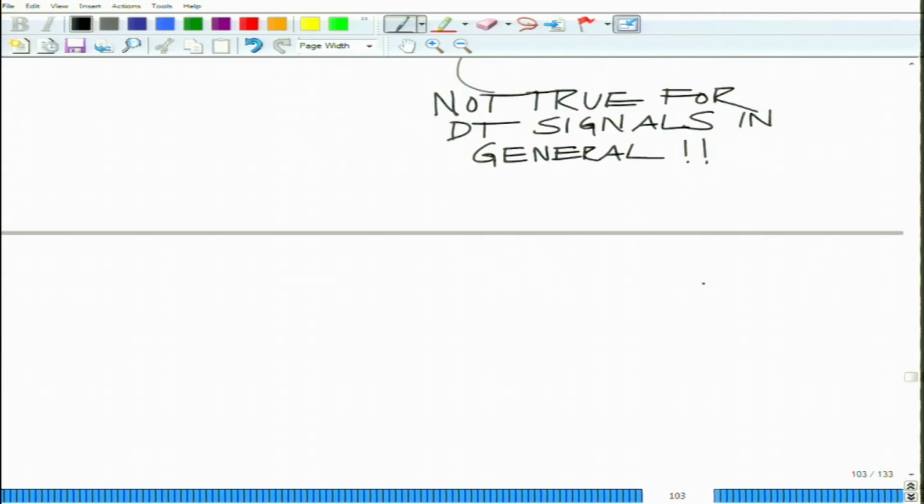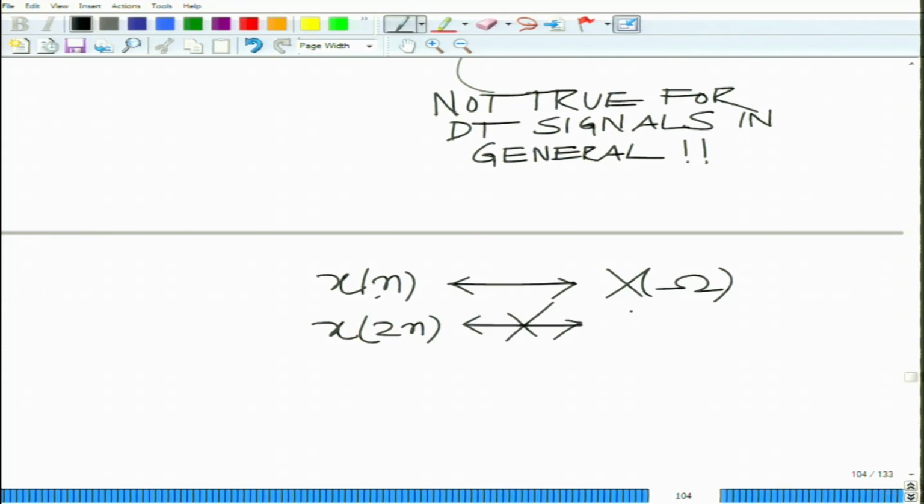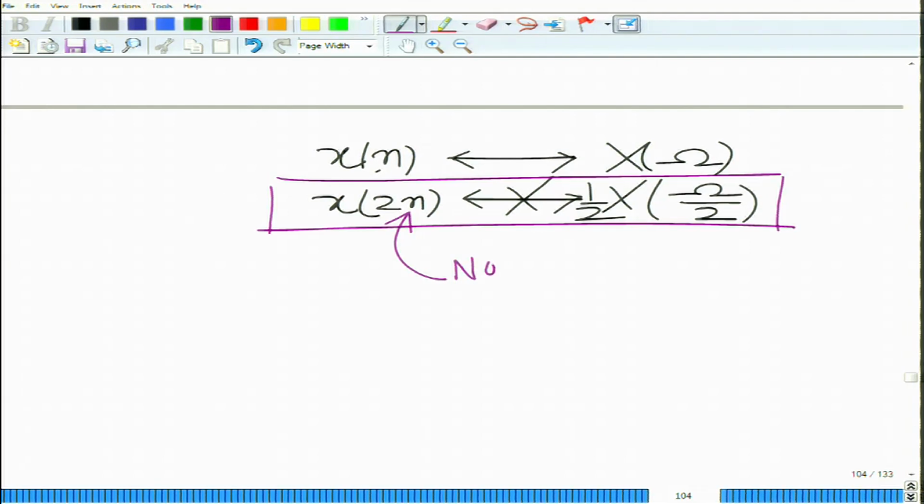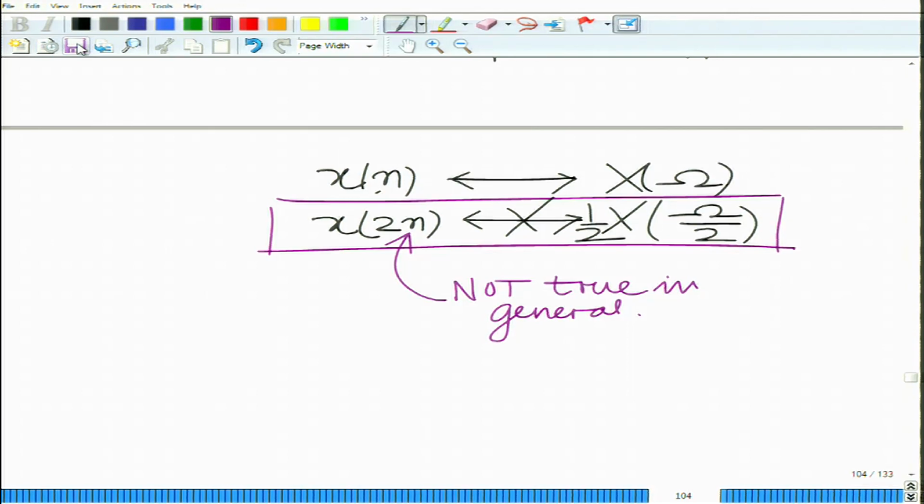That is, if x[n] has the DTFT X(omega), then x[2n] will not have the DTFT half X. This is not true in general. If you shrink the sequence, I cannot use the formula 1 over magnitude of a times X(omega over a), that is I cannot get the DTFT by half X(omega divided by 2). That result is not true in general.